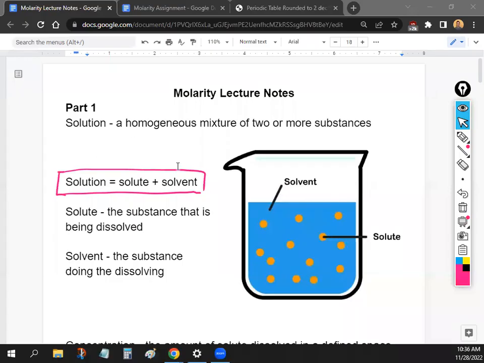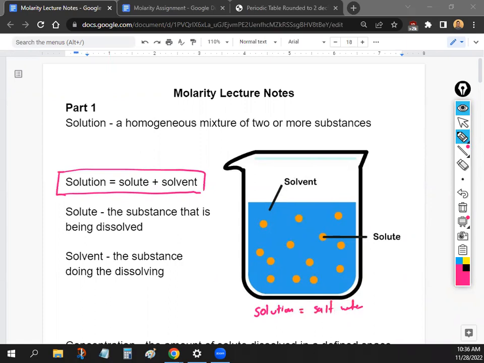Okay, guys. So again, solute is something that gets dissolved. Solvent is something that does the dissolving. So a very quick example that we can think about is salt water, right? So let's say this is our solution right here. Okay, let's say our solution is salt water.